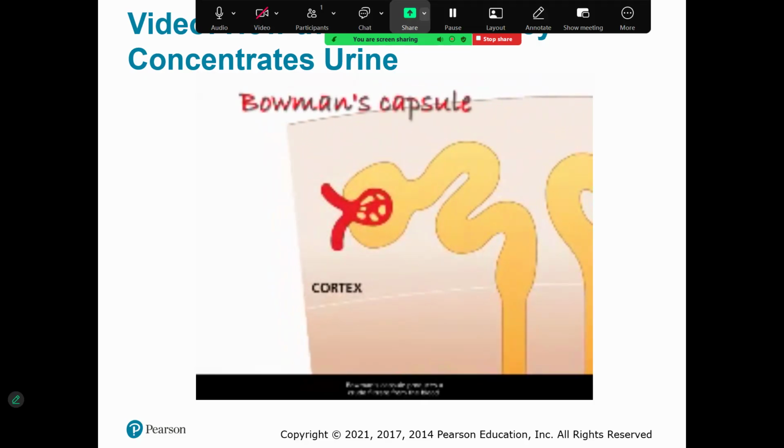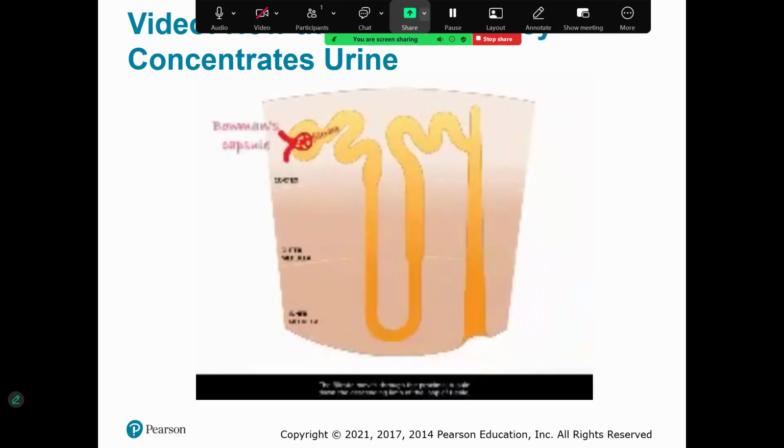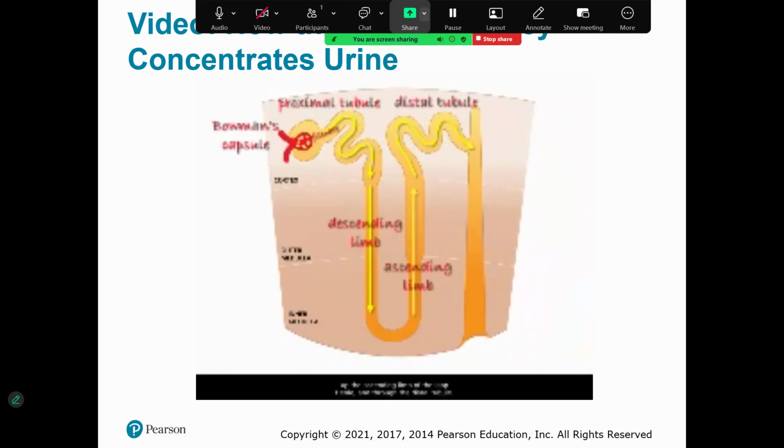Bowman's capsule produces a crude filtrate from the blood. The capsule encloses a ball of capillaries, and their porous walls allow the filtrate, a fluid containing water and small solutes, to move from the blood into Bowman's capsule. The filtrate moves through the proximal tubule, down the descending limb of the loop of Henle, up the ascending limb of the loop of Henle, and through the distal tubule.